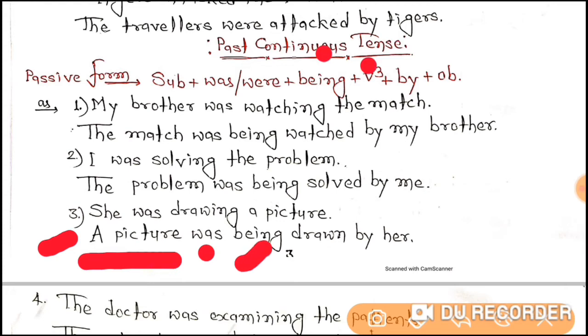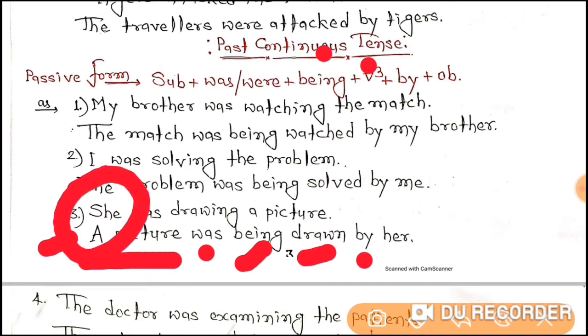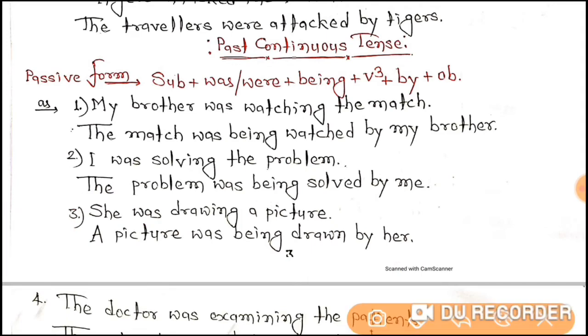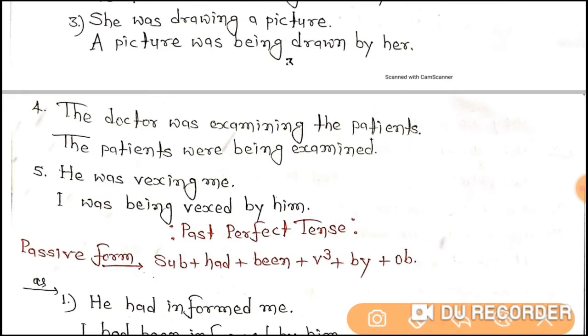So draw has become what? Drawn. And then by, and she has become at the place of object what? Her. So now your sentence is: a picture has been drawn by her. Now let's understand the fourth example.